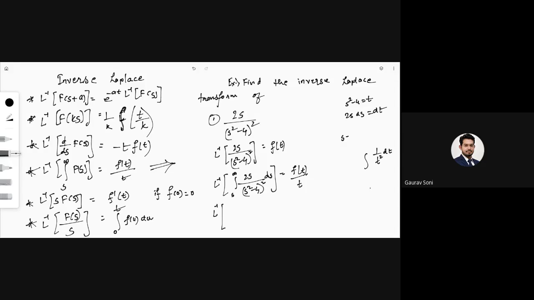This is minus 1 by t, right? So what I'm going to write here is minus 1 upon s square minus 4, limits from s to infinity is equal to f of t by t. Please check the calculation.